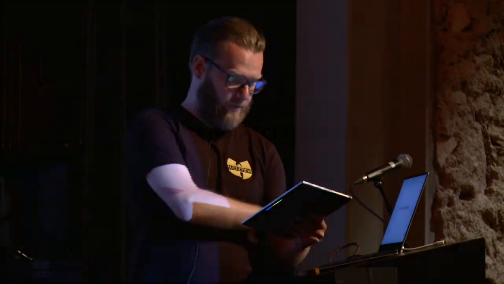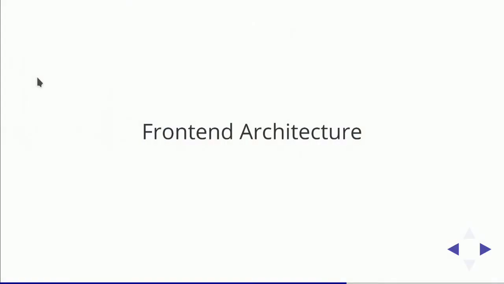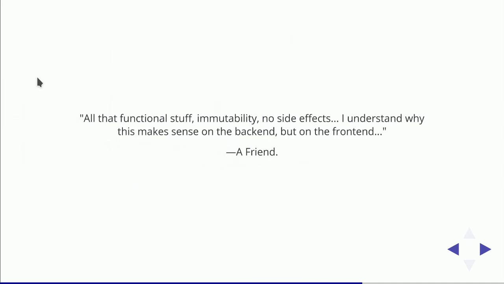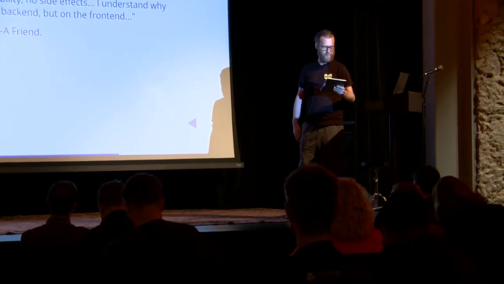And this brings me to the final section of my presentation, and back to the quote of my friend. Because from a beautiful architecture, it's only a tiny step back to his objection. All that functional stuff, immutability, no side effects. I understand why this makes sense on the back end, but on the front end?